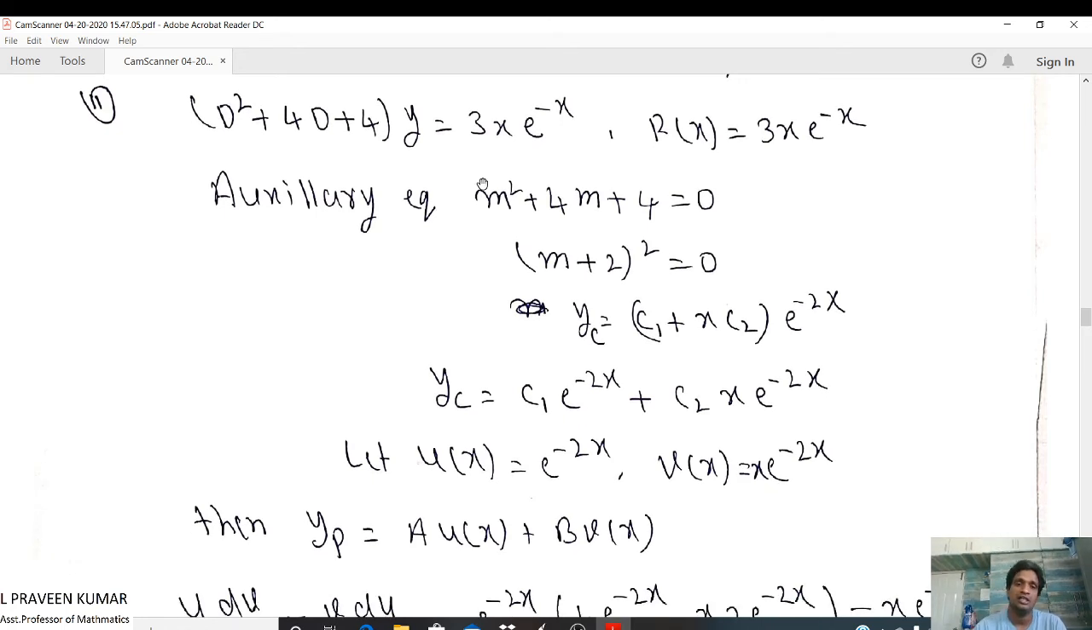Okay, see, first what we have to find is the auxiliary equation, that is m squared plus 4m plus 4 is equal to 0.